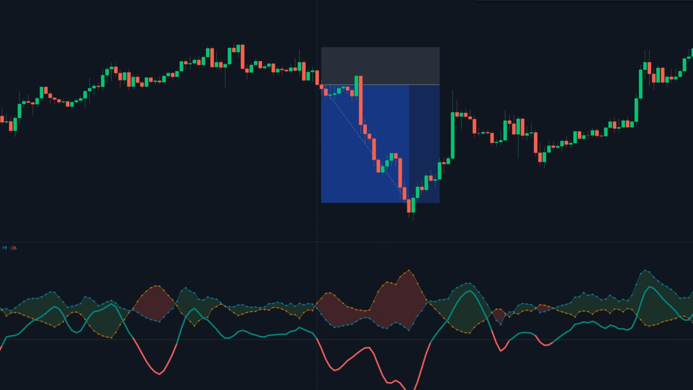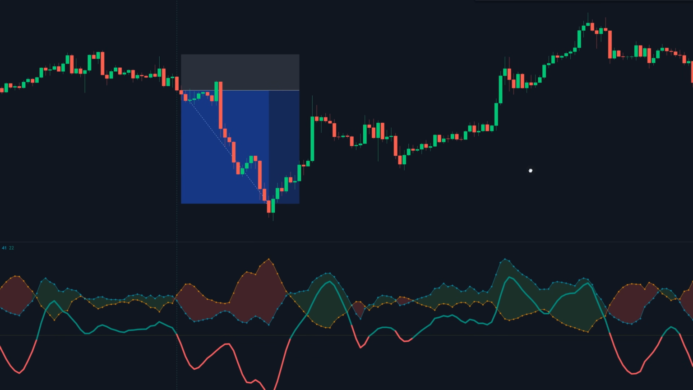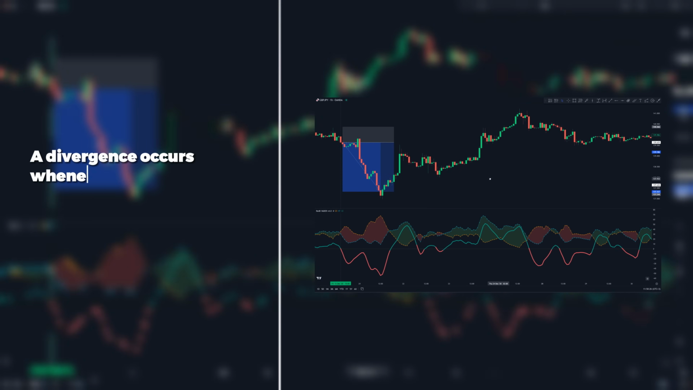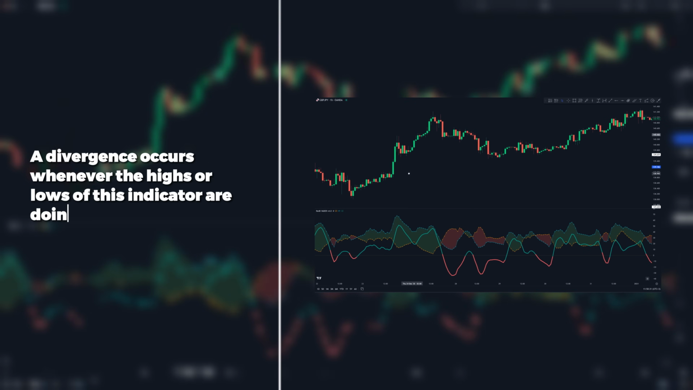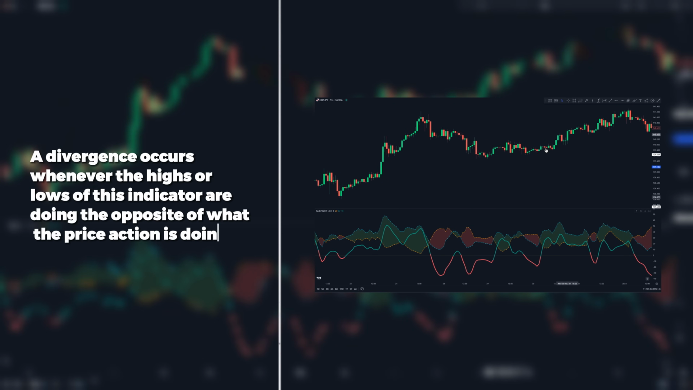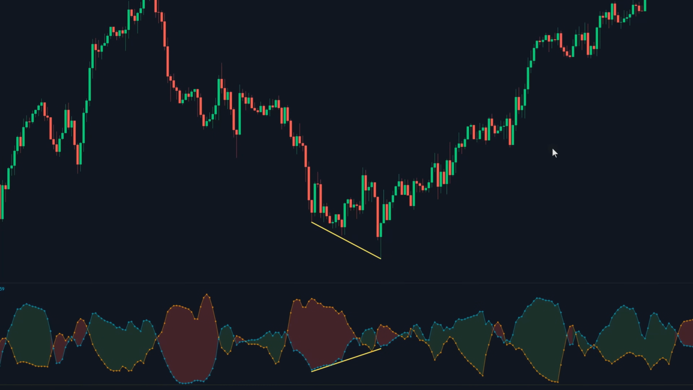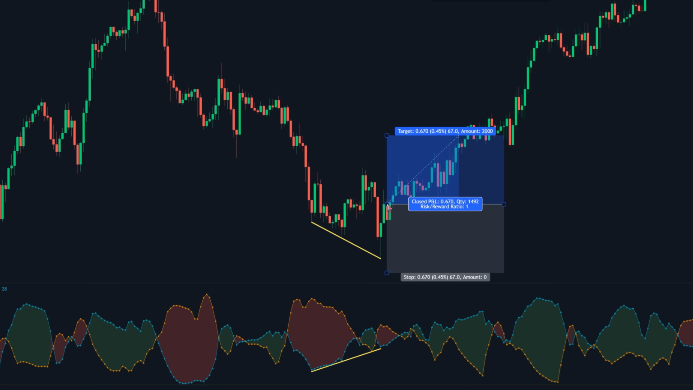We can also use this indicator to identify market divergences. A divergence occurs whenever the highs and lows of this indicator are doing the opposite of what the price action is doing. For example, here we have a bullish divergence, and we know that because, as you can see here, this indicator created a higher low right here. And looking at the price action, it was creating lower lows. Because of this, we enter a long trade.